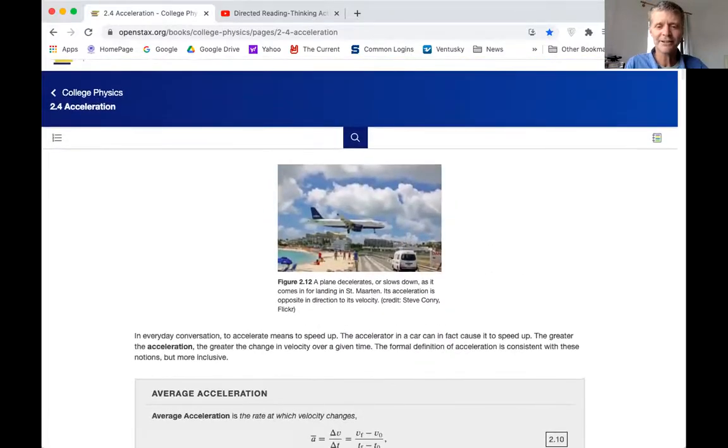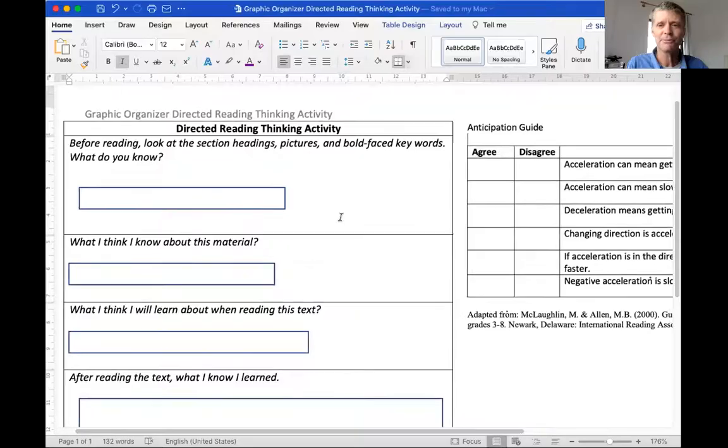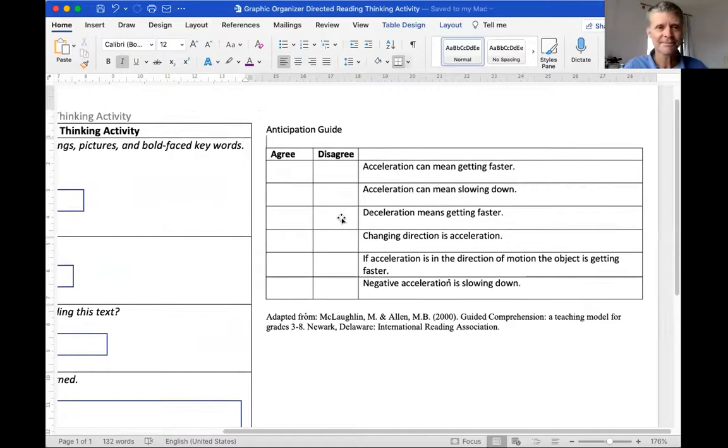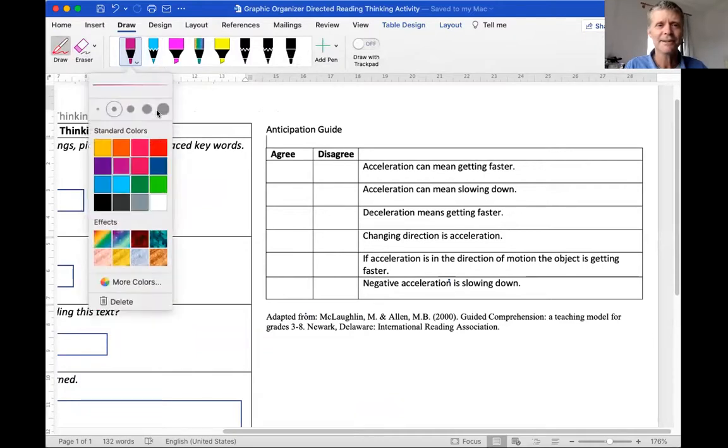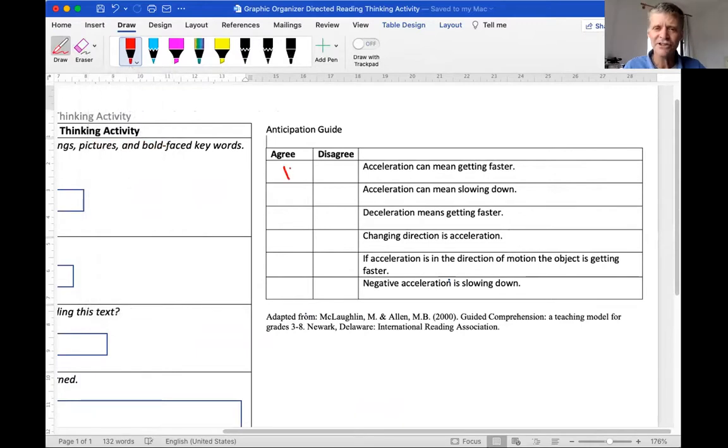So let's go back to those anticipatory questions and think about this for a moment. And so here it says I agree or disagree. I think this reading is about, let me make this a red X, acceleration can mean getting faster. Okay, glancing at the text, a student would probably say yes, they agree acceleration means getting faster. A student looks at the text, just glancing at the keywords, and acceleration can mean slowing down. We just said deceleration was slowing down. Deceleration means getting faster? Well, I saw the word deceleration, but that meant slowing down.